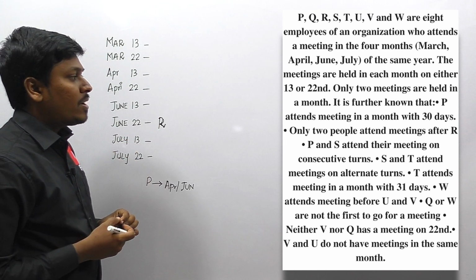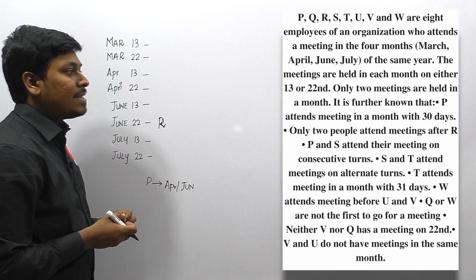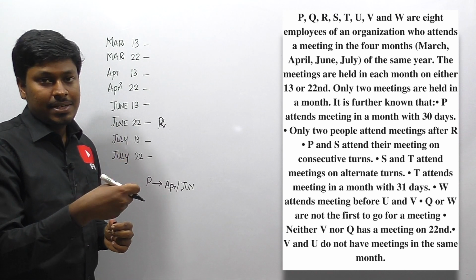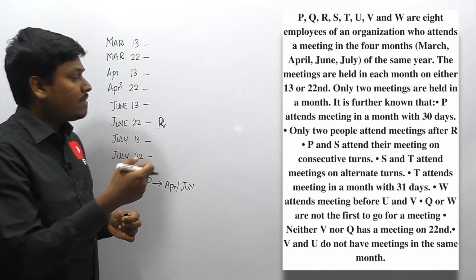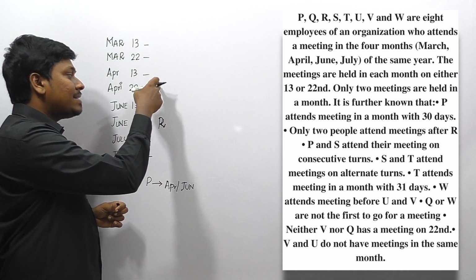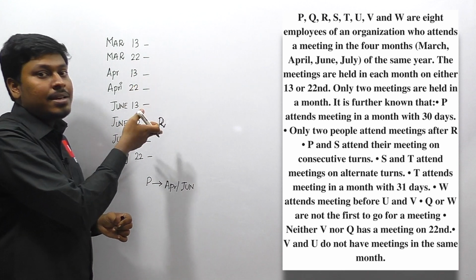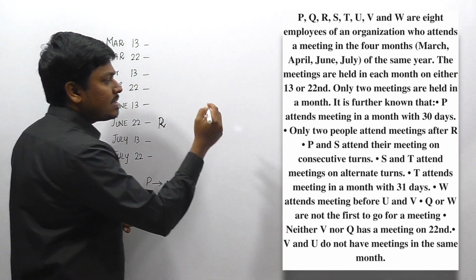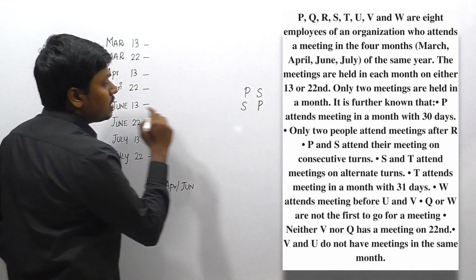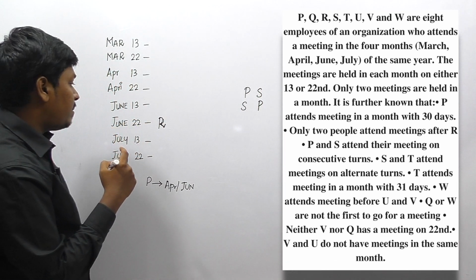Okay friends, next point is, P and S attend their meeting on consecutive turns. So friends, the meaning of consecutive turn is immediate neighbors, right? If P is attending a meeting here, then the next day should be S, or otherwise if S is attending a meeting, then the immediately next day should be P. So either it should be S and P or it should be P and S.